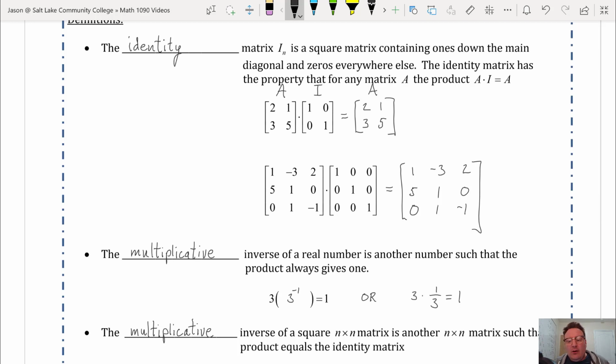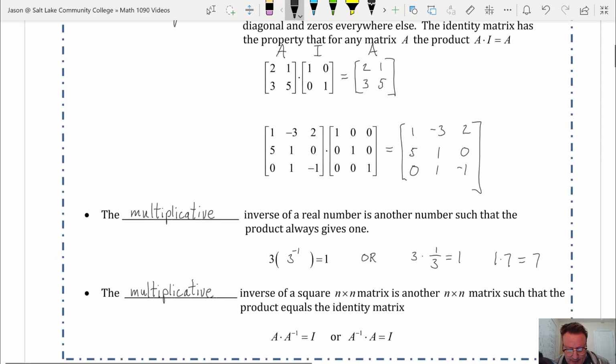So inverses and the identity are very closely related to each other. Notice if I do 1 times any number, 7, I get the number back. So the number 1 acts as the identity element under the operation of multiplication for the set of real numbers.